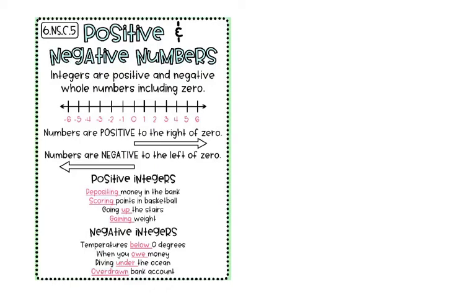Okay, we're going to talk about positive and negative numbers. Integers are positive and negative whole numbers, and they include 0. The number line is what we use here. Anything to the right of 0 is positive. Anything to the left of 0 will be negative.